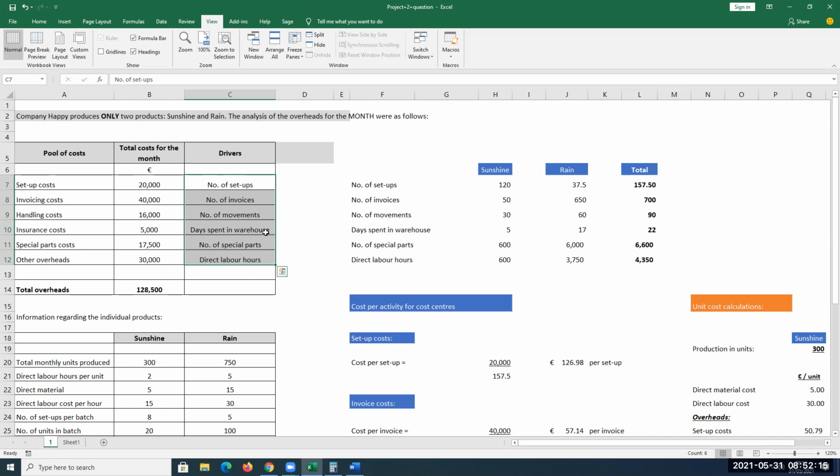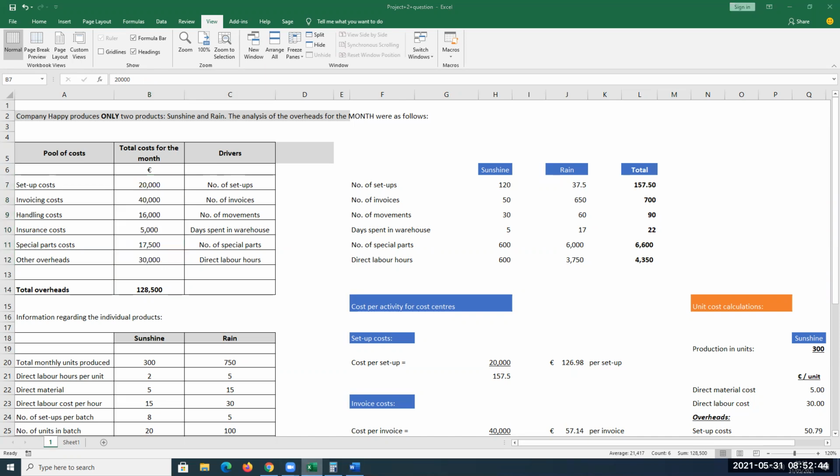So at this level, your tutor is giving you the cost drivers. But at advanced level, if you study the same topic at master level, cost drivers will not be provided to you. You need to find out these cost drivers by yourself. So this is the total fixed cost, and this is the distribution of that fixed cost according to activity-based costing.